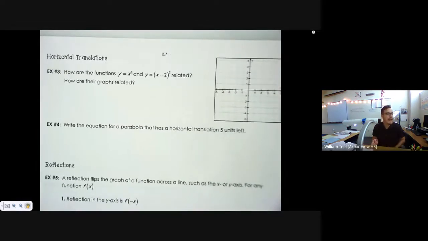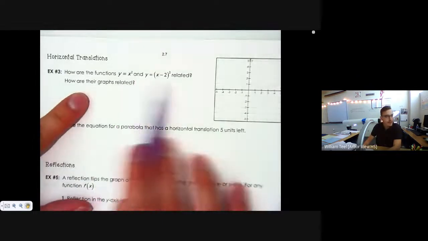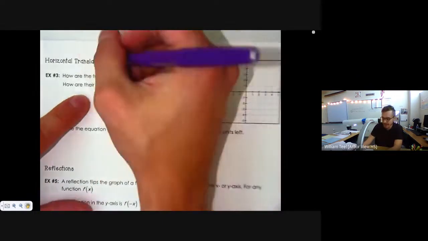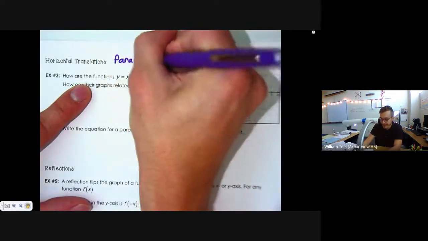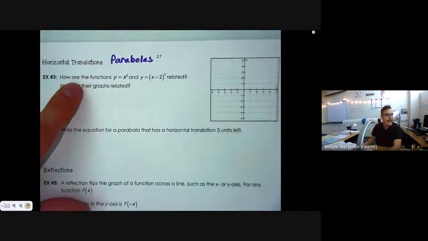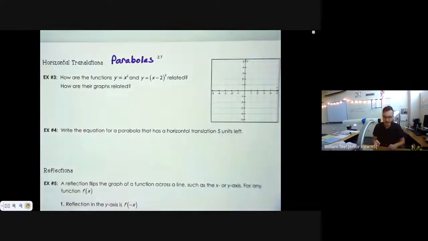So we have example number 3. How are the functions y equals x squared and y equals (x minus 2) squared related? How are their graphs related? So we have 2 different graphs right here. And the first thing I want you to note is that these are going to be the graphs of parabolas. So you might remember back to Algebra 1, how we deal with parabolas and equations of parabolas.